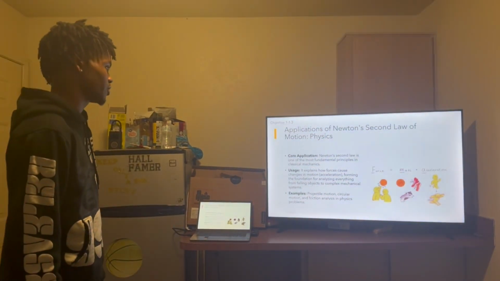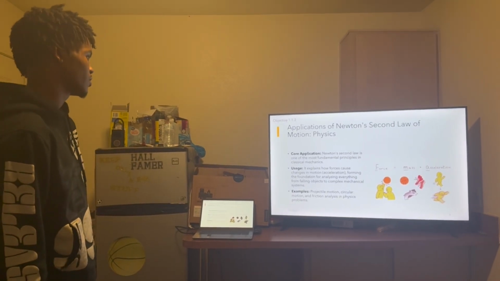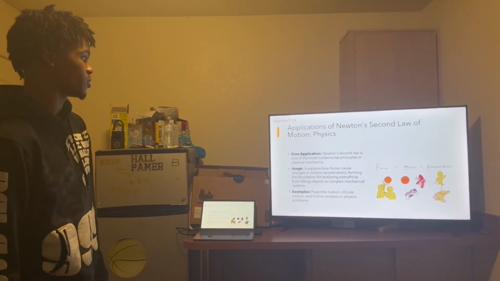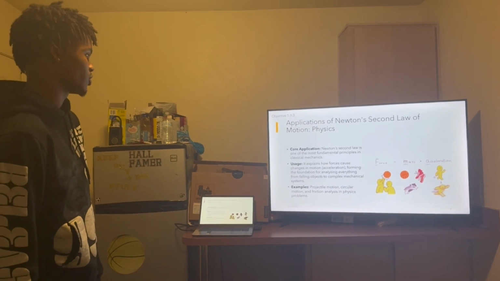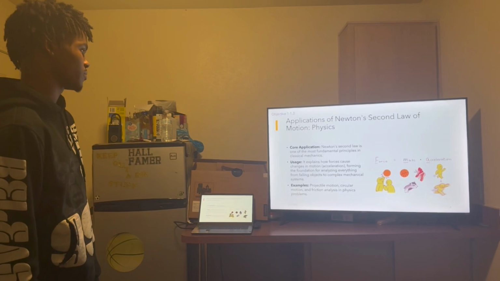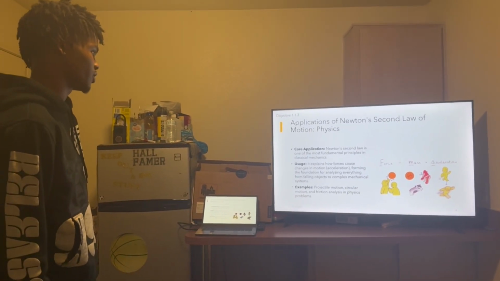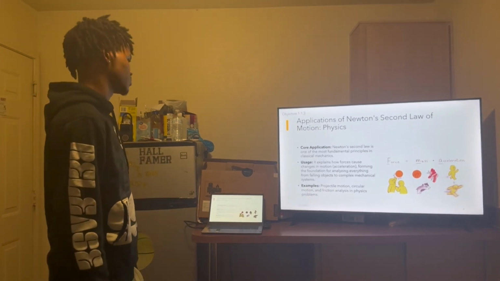Physics. Core application. Newton's second law is one of the most fundamental principles in classical mechanics. Usage. It explains how forces cause changes in motion, acceleration, forming the foundation for analyzing everything from falling objects to complex mechanical systems. Examples. Projectile motion, circular motion, and friction analysis in physics problems.